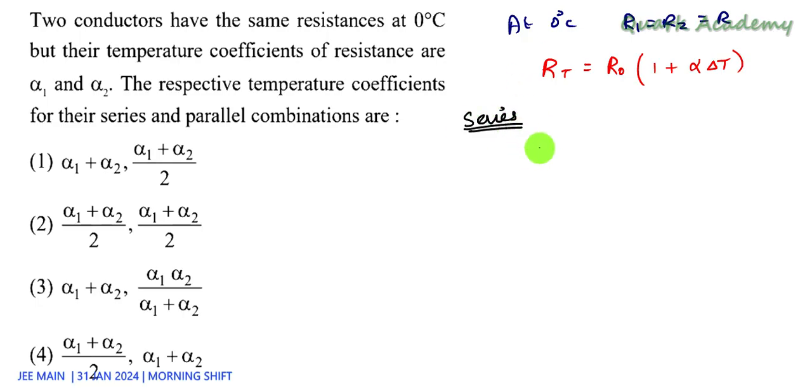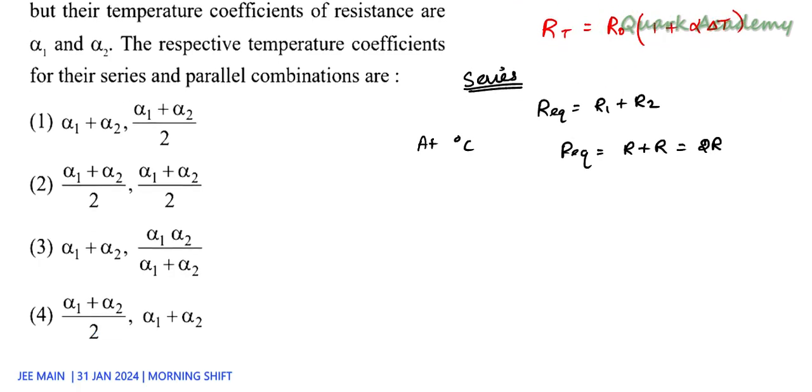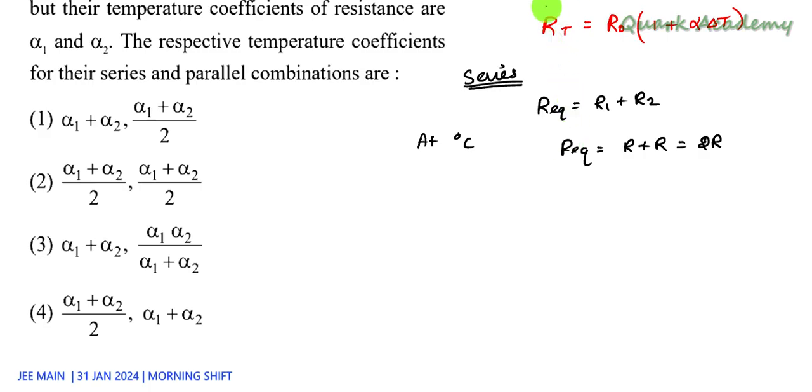When two resistors are connected in series, the equivalent resistance is R1 plus R2. So at 0 degrees Celsius, what will happen to this R equivalent? It is R plus R, which is 2R. So let's use this particular equation and figure out the equivalent resistance at temperature T. R equivalent at T equals R1T plus R2T. So this will be 2R because at 0 degrees Celsius the equivalent resistance is 2R.